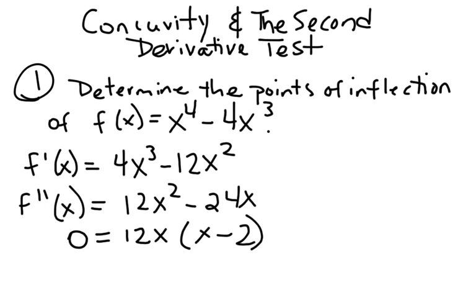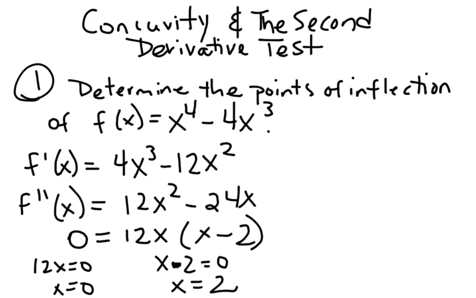And if you set each of those factors equal to 0, that means x equals 0, or x equals 2. So, if I draw a number line and put those points on it, x equals 0, x equals 2, I need to make sure that the sign of the second derivative has changed at each of those points in order to consider them a true point of inflection. So I need to choose a number.